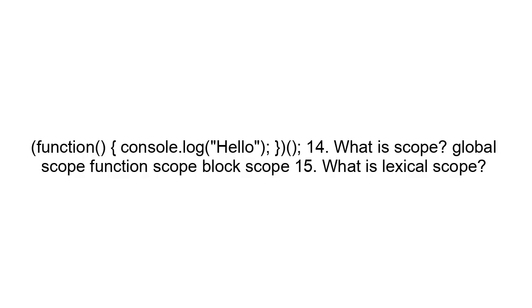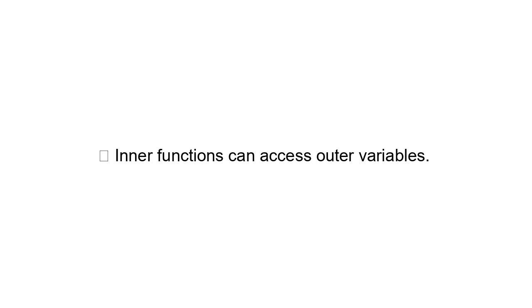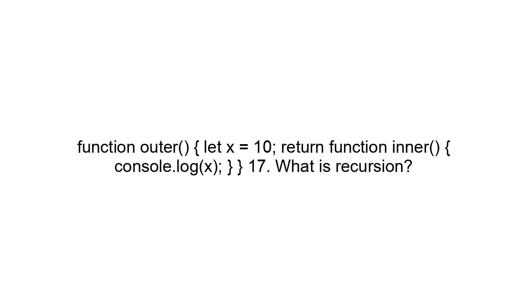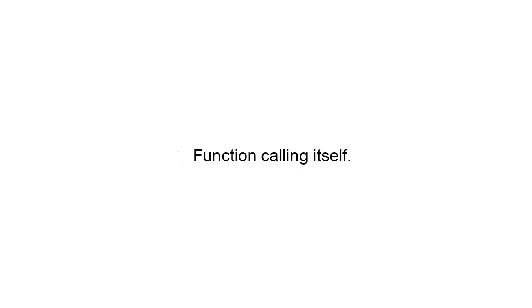14. What is scope? Global scope, function scope, block scope. 15. What is lexical scope? Inner functions can access outer variables. 16. What is closure? Function plus lexical environment. Function outer, x equals 10, return function inner, console.log(x). 17. What is recursion? Function calling itself.